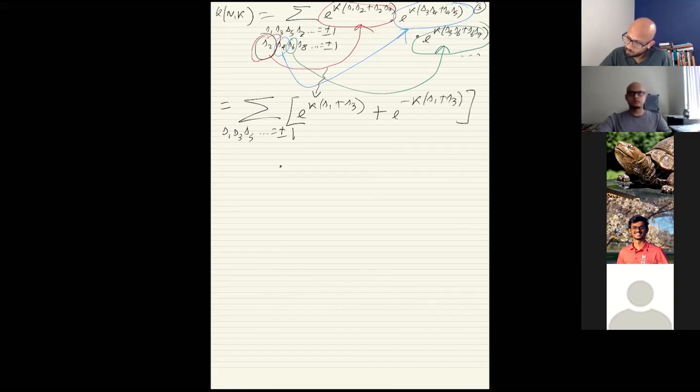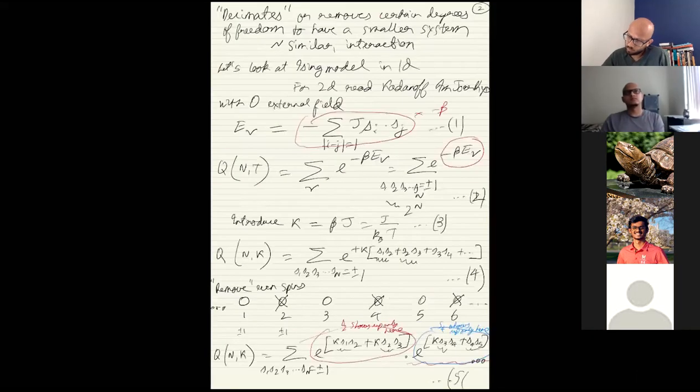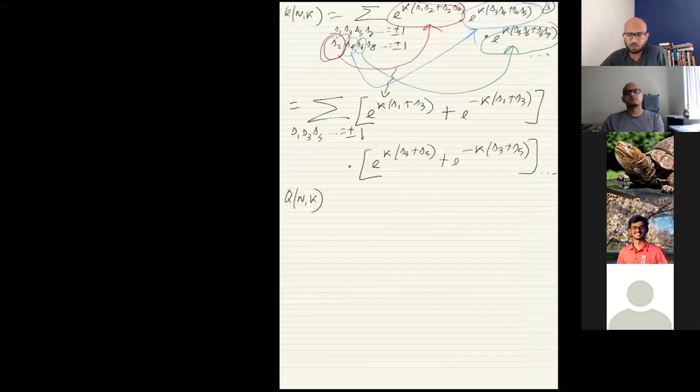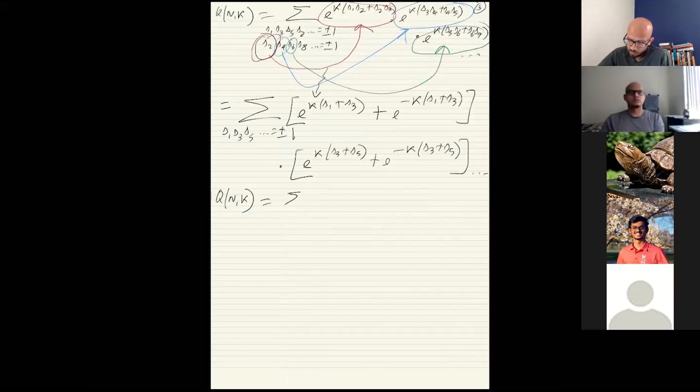Okay. Similarly, for the second term, where we are going to do the same thing to S4, that will be e to the power k (S3 + S5) plus e to the power minus k (S3 + S5). Dot, dot, dot. So what did we just do? Let me write down this final equation. We have just shown that Q of n k, which we had written as the sum over S1, S2, S3 equal to plus minus 1 of e to the power k (S1 S2 + S2 S3 + S3 S4), can be written in an equivalent form.